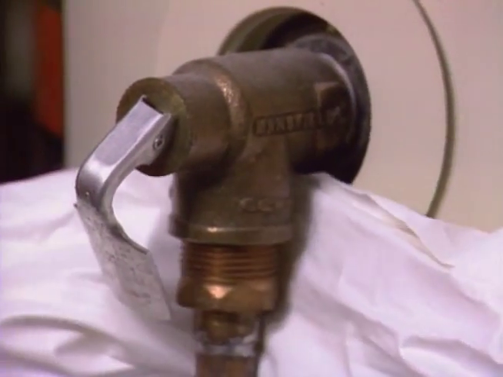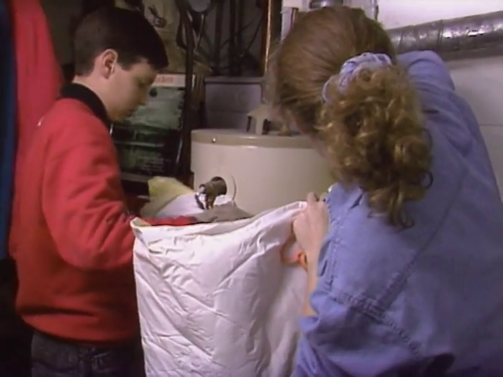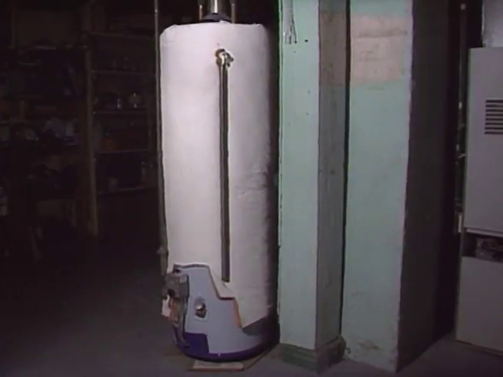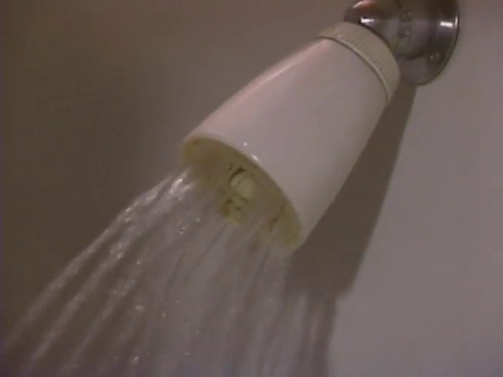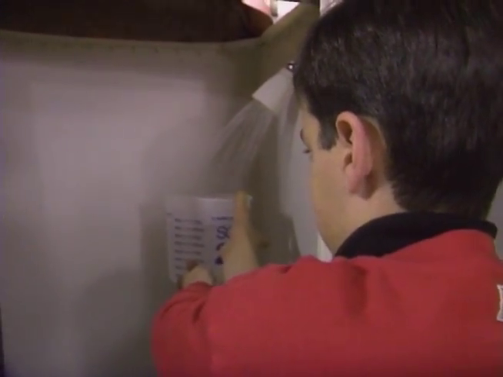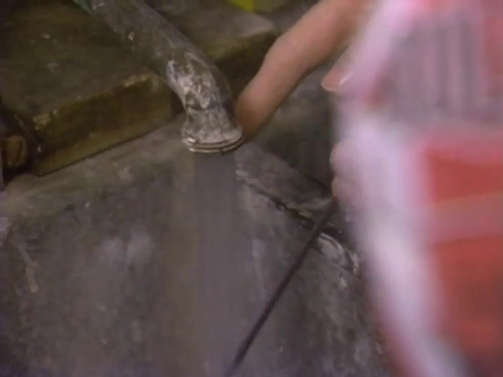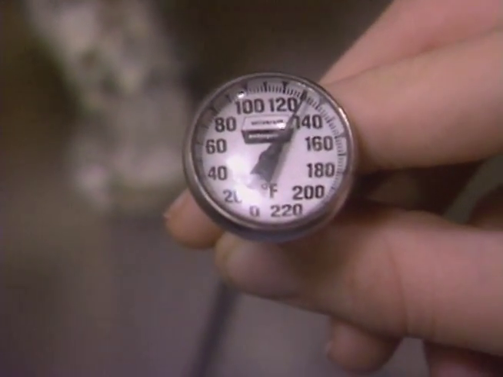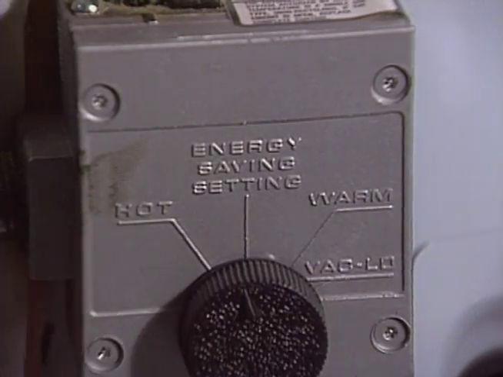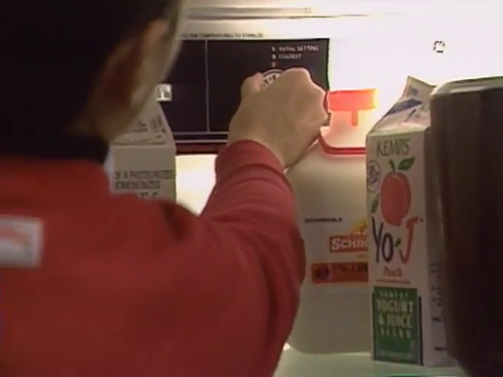The water heater takes more energy than any appliance in the house after the furnace, so insulate it. A simple test shows if you have a low-flow shower head, that's only 2 gallons a minute. If the water temperature is more than 120 degrees, turn the thermostat down. You'll find other thermostats in the house.